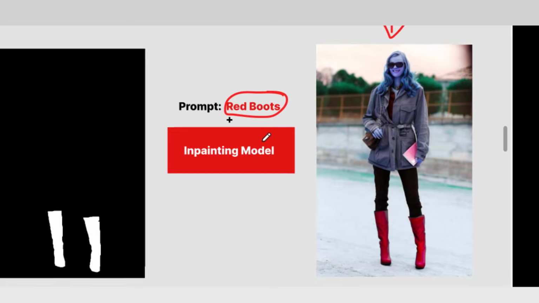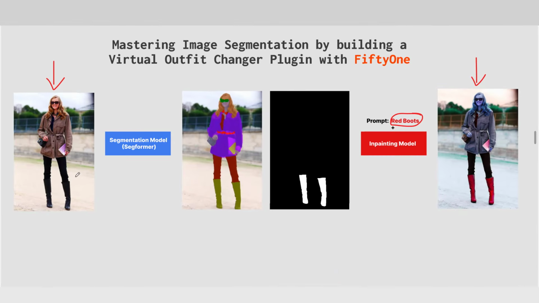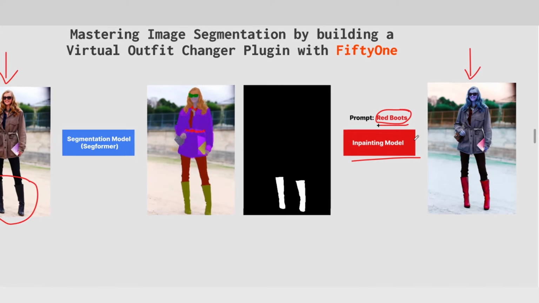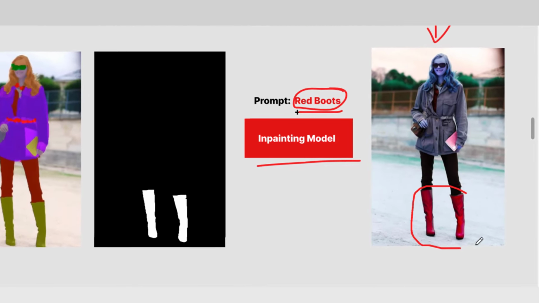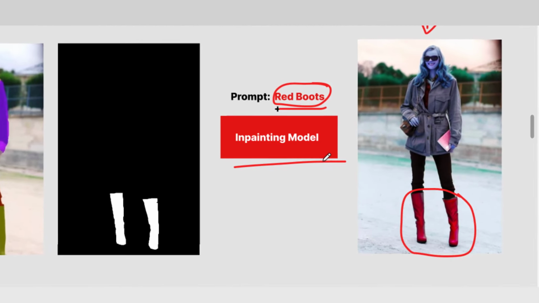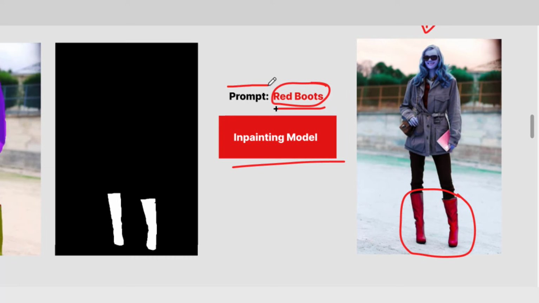So as you could see here, we are able to modify the boot color based on just this prompt and an inpainting model. Nonetheless, for the inpainting model to produce this new output where we have the boot color which has been changed, it takes in the prompt, as we've said already, and a mask.